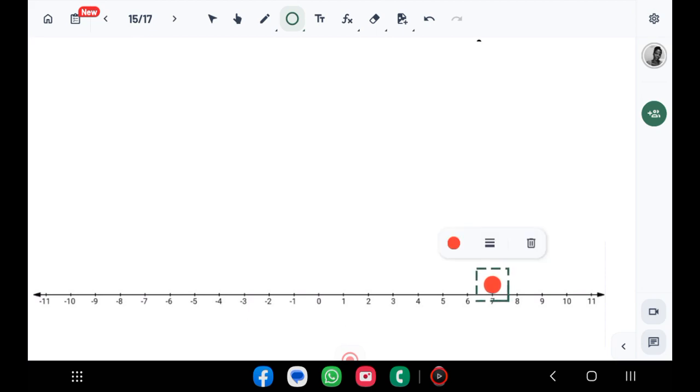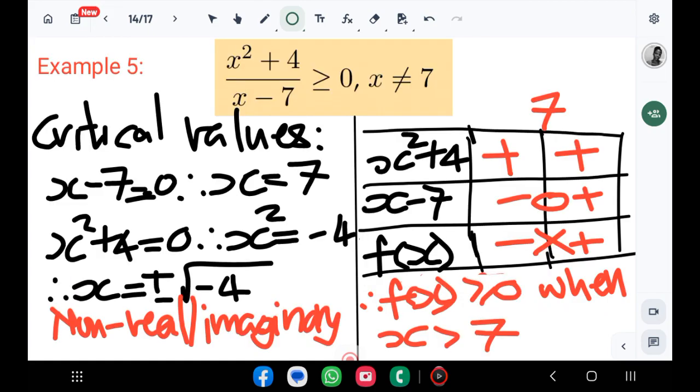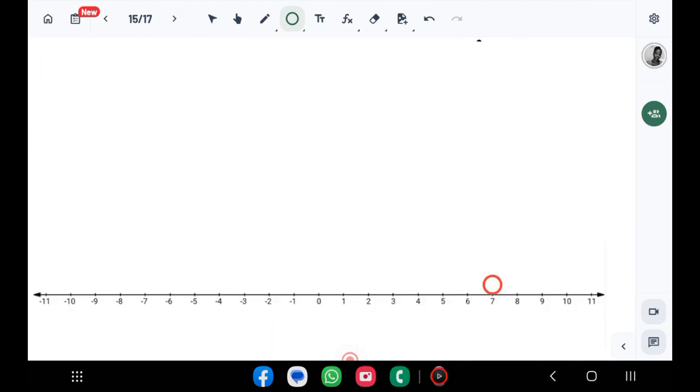We're going to have a hollow dot on top of 7. And then the question says, when is it greater than 7? It will be to the right of 7. The arrow will point to the right. And that is how you solve that on a number line.